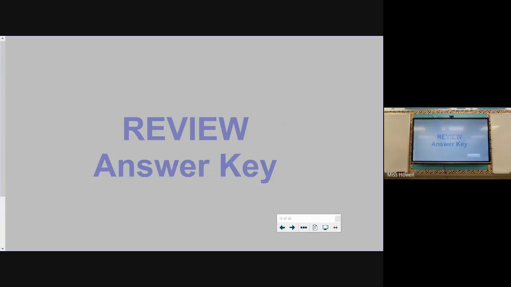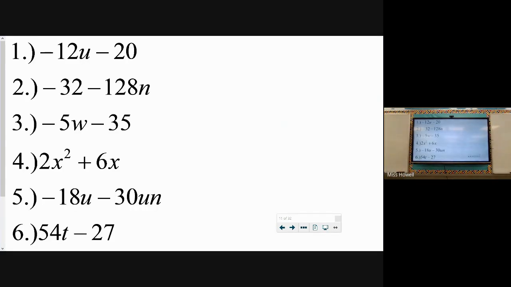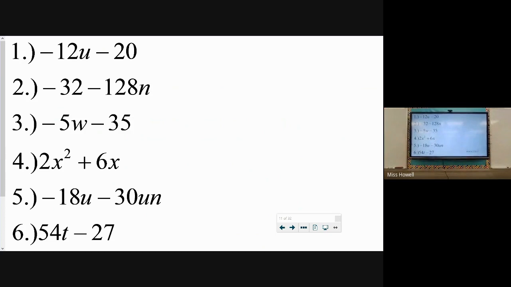All right, number 1, we should have a negative 12u minus 20. Number 2, a negative 32 minus a 128n. Number 3, a negative 5w minus 35. Number 4, we should have a 2x squared plus 6x. All right, number 5 is kind of tricky.